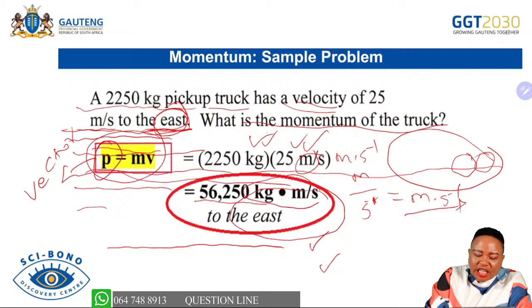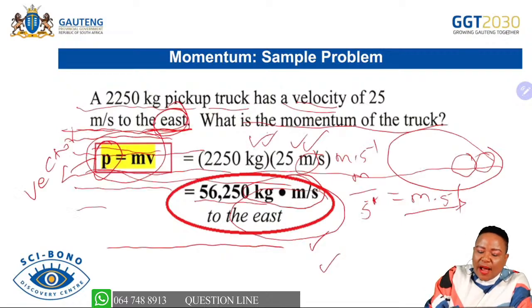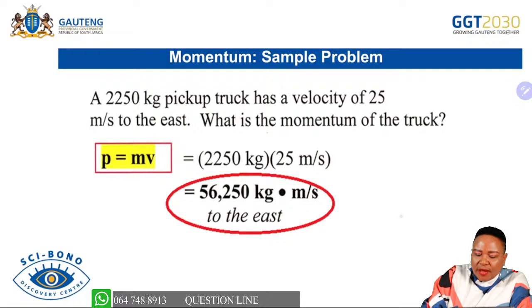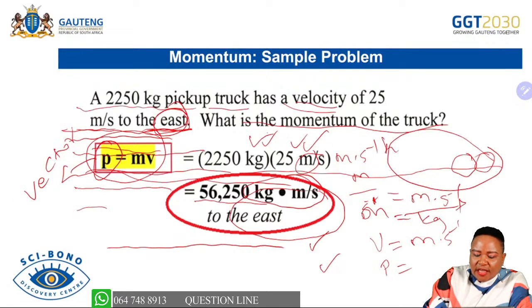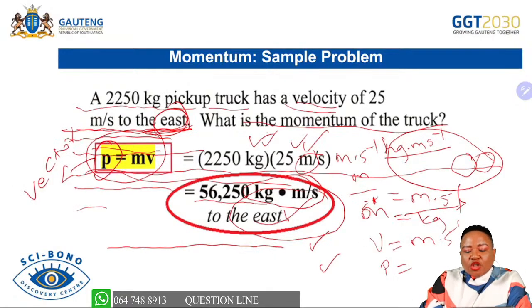And kilograms meters per second, already you know that those are the units to calculate momentum, because we have mass, which is kg, and we have velocity, which is meters per second. So for momentum, the units are going to be, let me just write them here: kg meters per second. And then the direction is also included as east, because we're told that the velocity of the object was towards east.